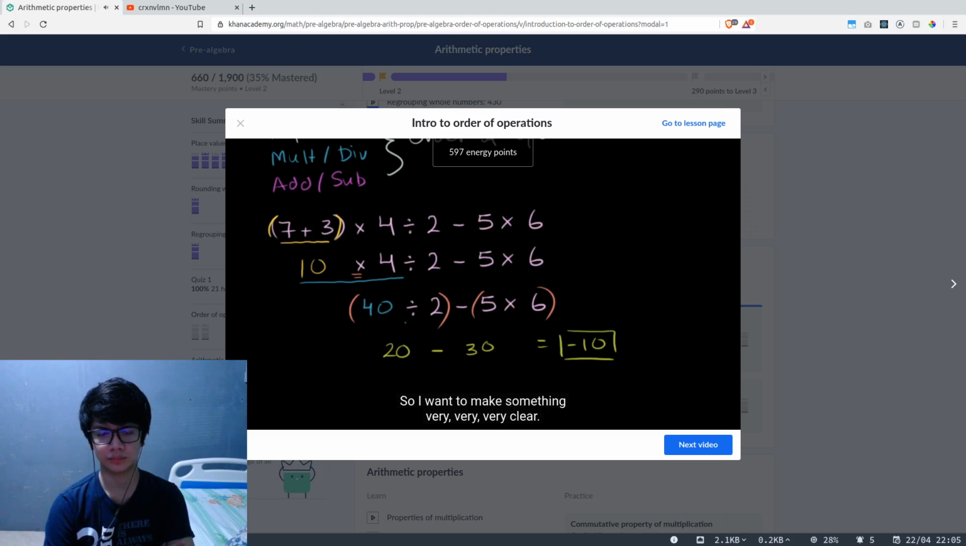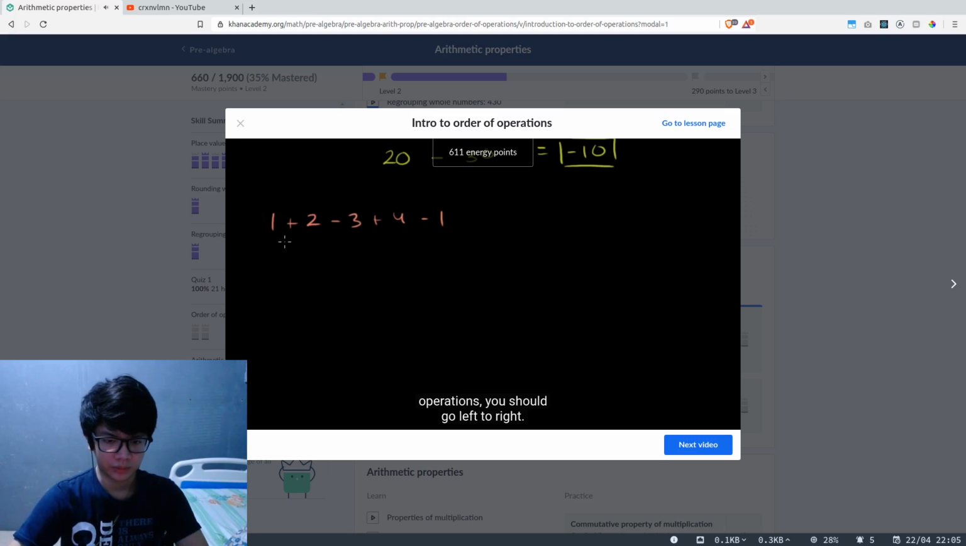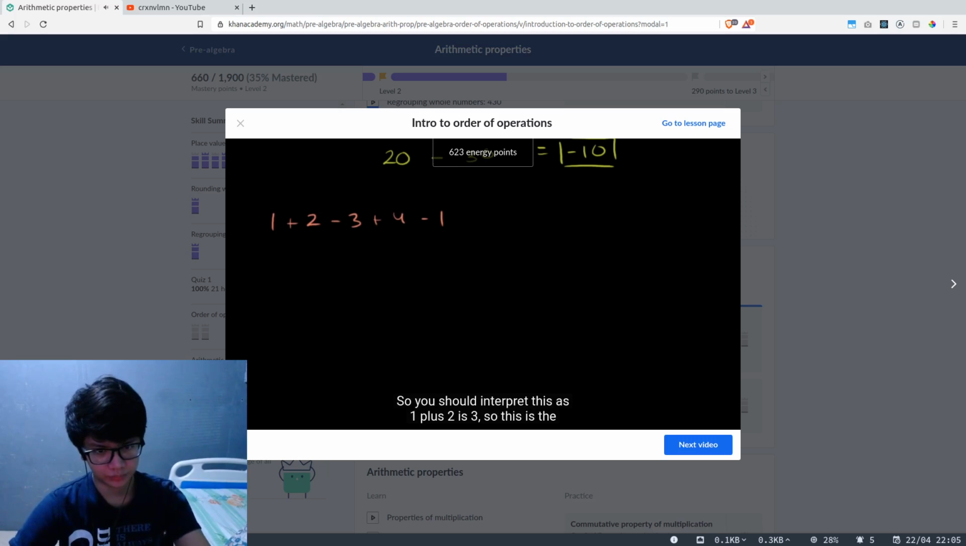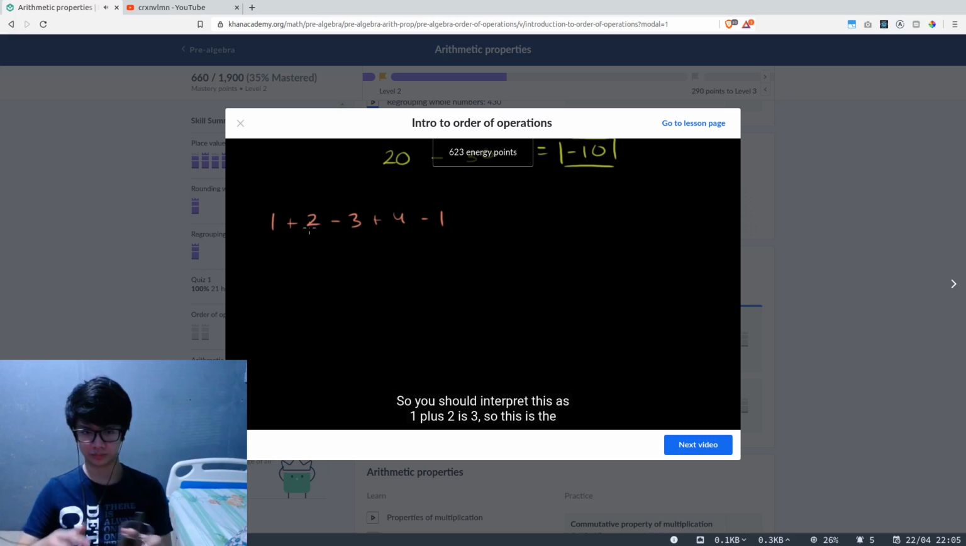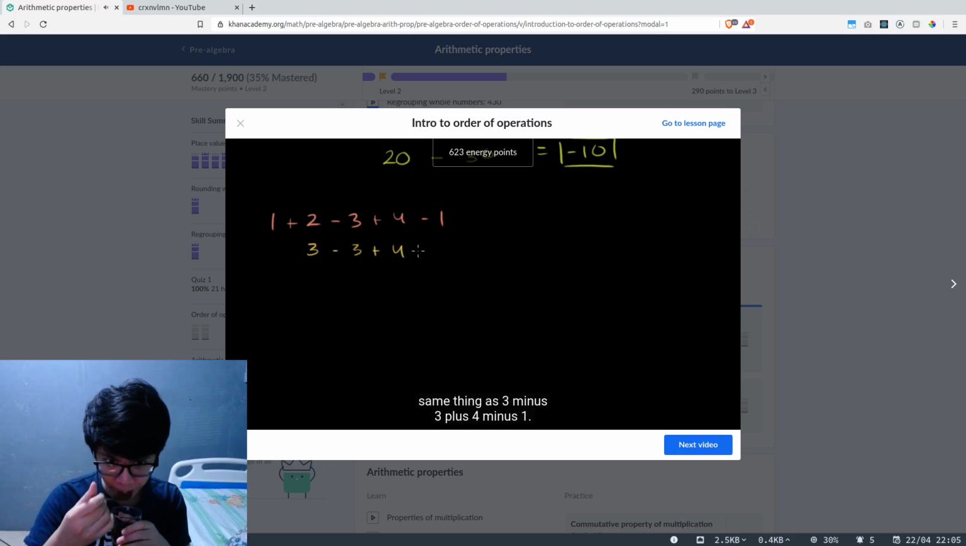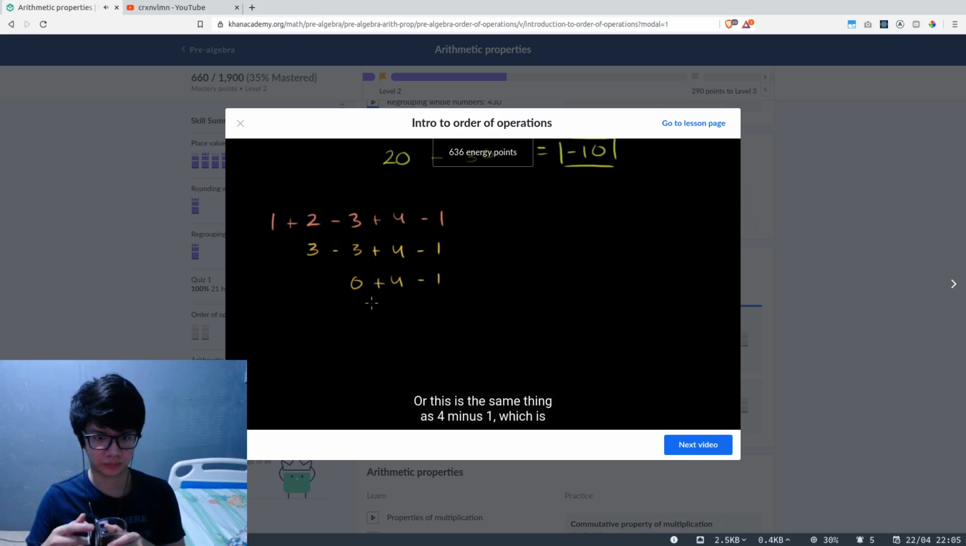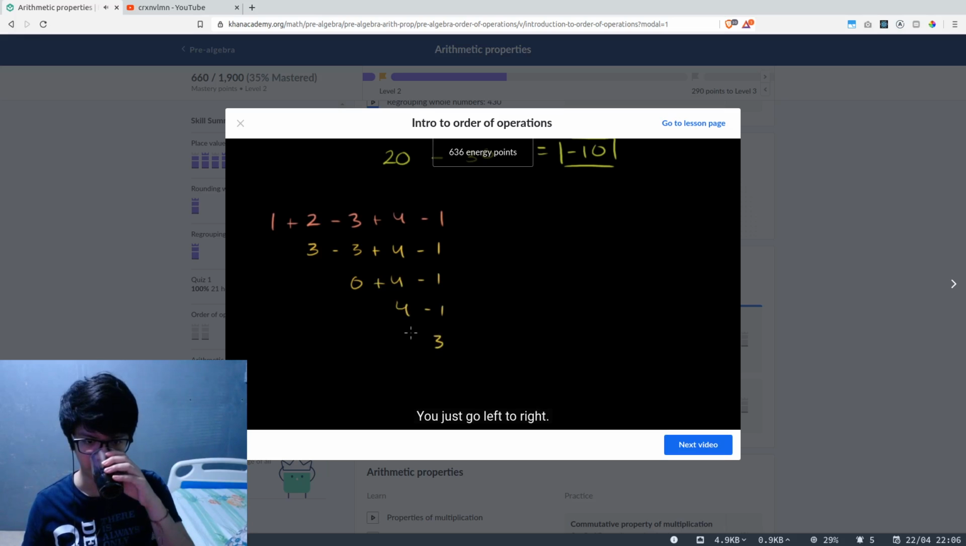So I want to make something very, very clear. If you have things at the same level, so if you have 1 plus 2 minus 3 plus 4 minus 1, addition and subtraction are all at the same level in order of operations. You should go left to right. So you should interpret this as 1 plus 2 is 3, so this is the same thing as 3 minus 3 plus 4 minus 1. Then you do 3 minus 3 is 0, plus 4 minus 1, which is the same thing as 4 minus 1, which is the same thing as 3. You just go left to right.